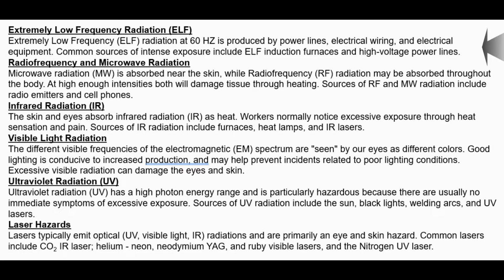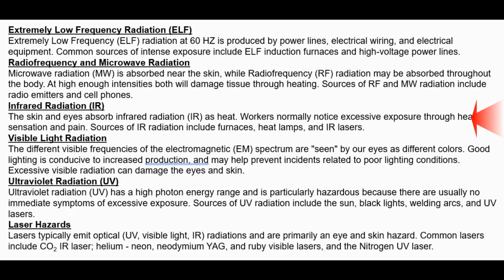Extremely low frequency radiation is at 60 Hz and is produced by power lines, electric wiring, and electric equipment. Common sources of intense exposure include ELF induction furnaces and high voltage power lines. Radio frequency and microwave radiation: microwave radiation is absorbed near the skin, while radio frequency radiation may be absorbed throughout the body. At high enough intensities, both will damage tissues through heating. Sources of RF and MW radiation include radio emitters and cell phones.